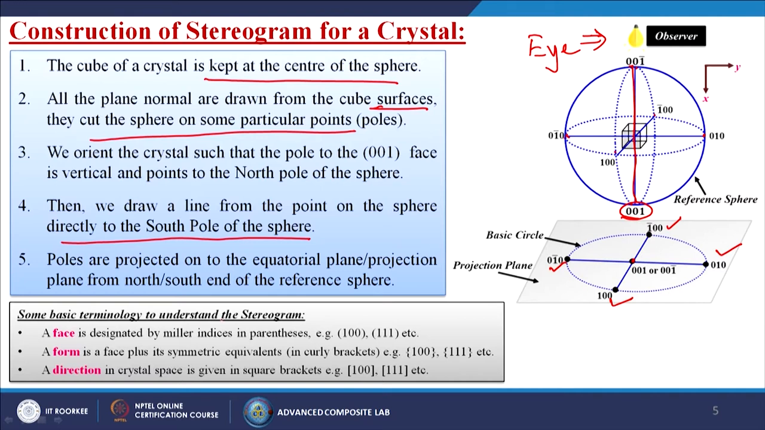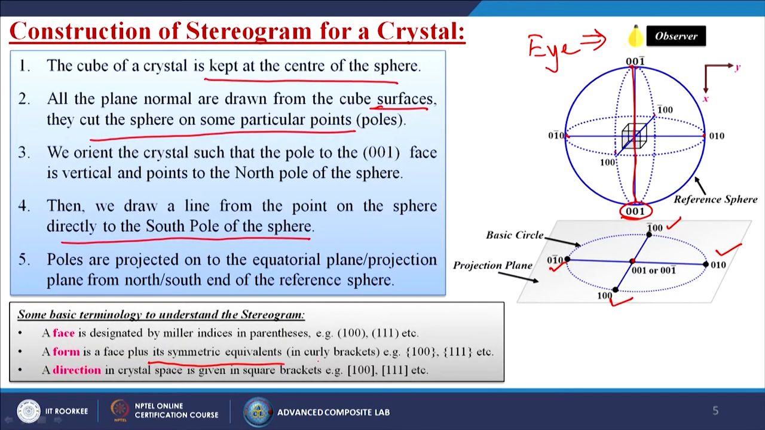Some basic terminology to understand the stereogram: a face is designated by Miller indices in parentheses, like (100), then (111), etcetera. A form, generally we give it in curly brackets, is a face plus its symmetric equivalents, like {100} or {111}. And a direction in crystal space is given in square brackets, like [100] or [111].